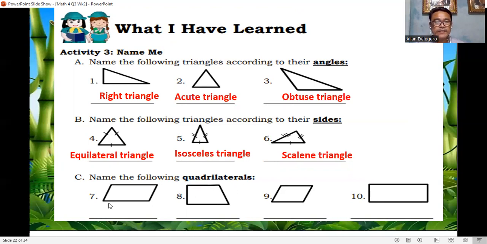C, name the following quadrilaterals. Number 7, this is a parallelogram. 8, trapezoid. 9, rhombus. And number 10, rectangle. Good job, kids.